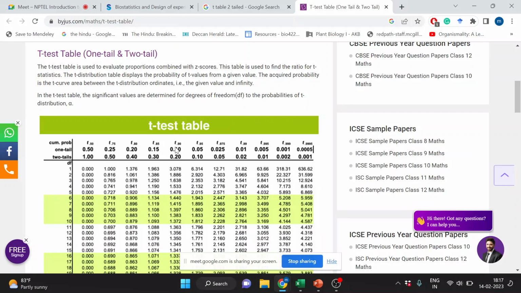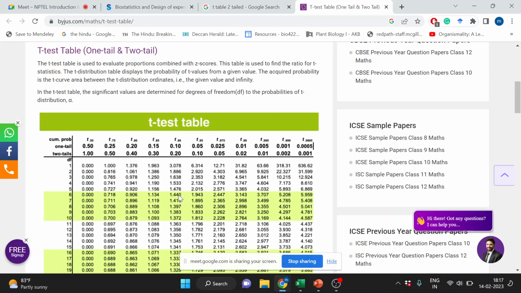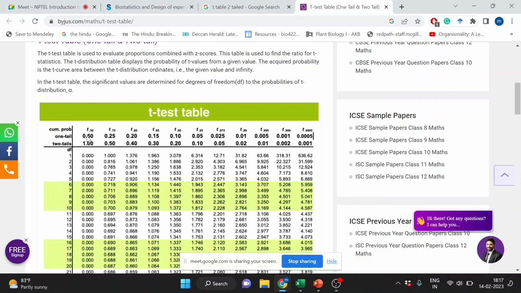The test is the same. Only the values of t will differ. For example, for one tail at 0.05 for this degrees of freedom it will be this, and for two tail for this significance it will be this. That's it. Only the t values will differ. You don't have to change the way you calculate your t value. What you compare it against will change.